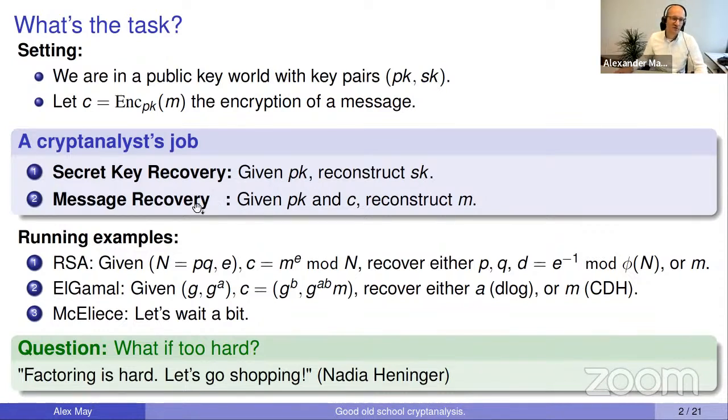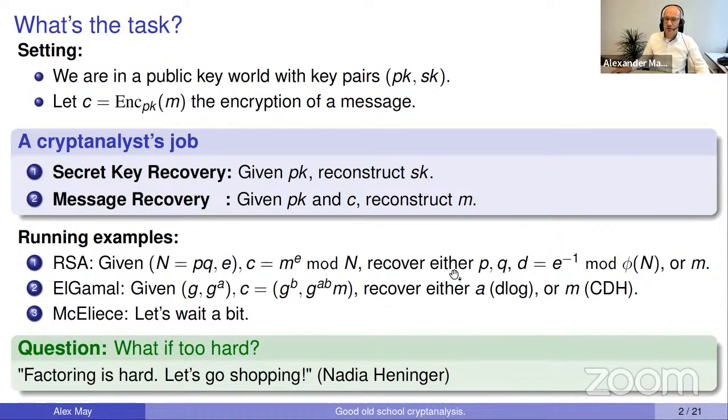Or you can think of maybe an easier task, message recovery. You give me the public key and a ciphertext and I have to reconstruct the underlying message M. I have three running examples during this talk. First of all, we have RSA. Here we have a public key N, which is a product of two primes, P and Q, and a public exponent E. Ciphertexts are M to the E mod N. There's no padding here. It's plain textbook RSA. That's good enough for our talk.